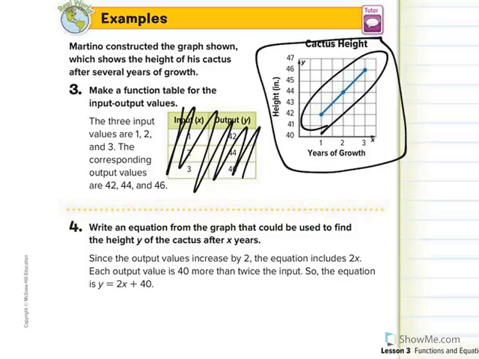So then from there, you can construct this input-output chart. So you've got your inputs, which are your x values, and your outputs, which are your y's, and you have them paired up like they were in your graph.